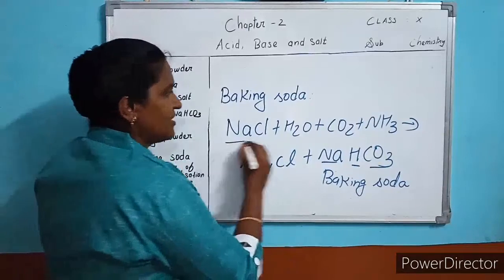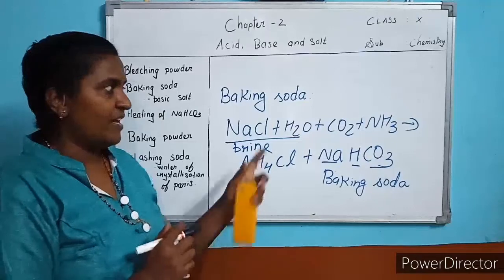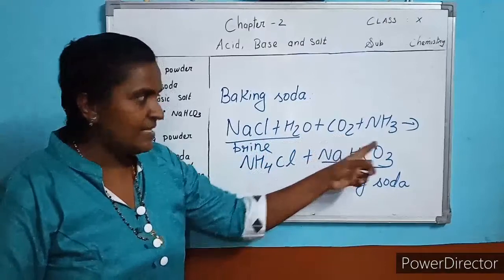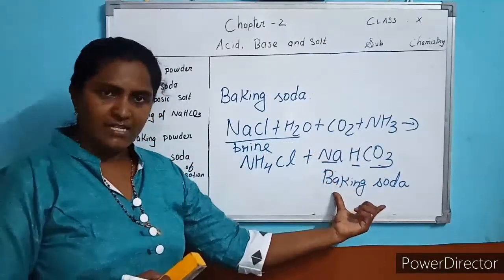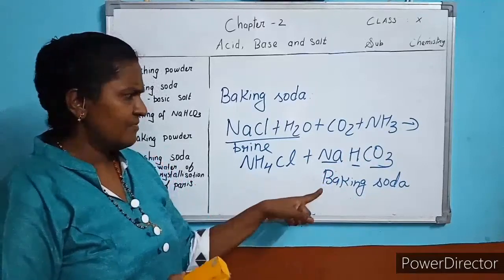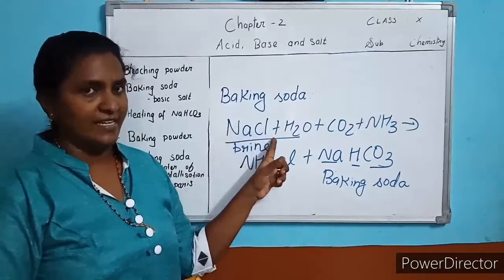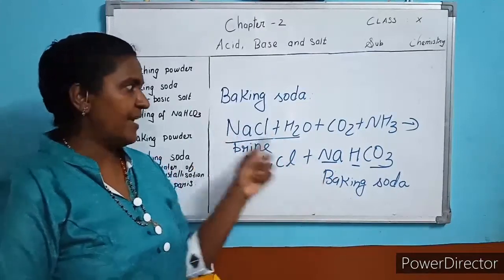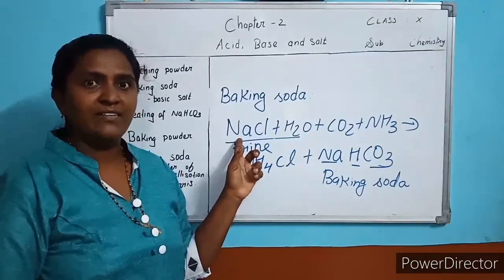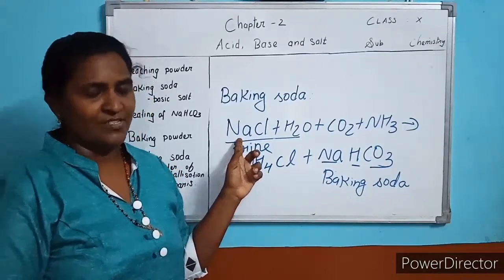Okay. How do you prepare baking soda? To the brine solution. This is called brine solution. What is brine solution? It is a mixture of NaCl with water. To this, by passing CO2 gas and ammonia gas, we get baking soda as well as ammonium chloride compound. Understood? Now, the main reactant is NaCl. Bleaching powder's main reactant is NaCl. The same way, from NaCl we prepared sodium hydroxide in the chloralkali process.